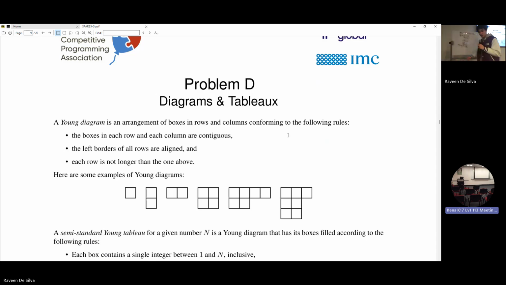I'm pretty sure the statement was they give you this figure where each next row has less than or equal to the number of squares as the previous row. You have to fill it with numbers from 1 to n, such that in a row it's non-decreasing and in a column it's strictly increasing. The question is the number of ways. I am pretty sure you can just try it.